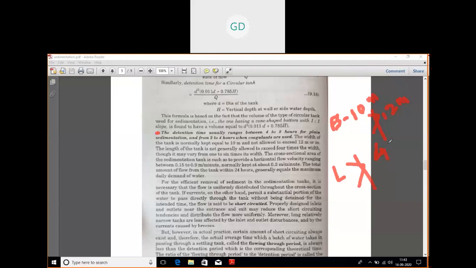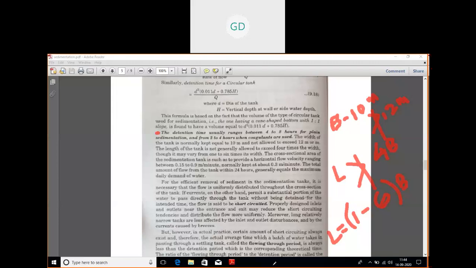the width. 4 times the width. Though it may vary from 1 to 6 times the width. You can write it in short form like this: L is equal to 1 to 6 times of B. That means it might be 1B, 2B, 3B, like this, up to 6B it can vary. 6 times of the width.